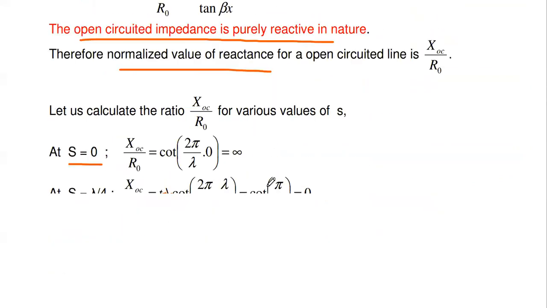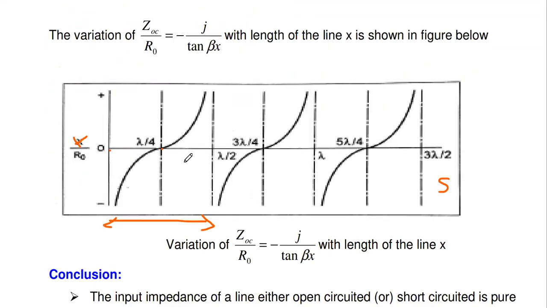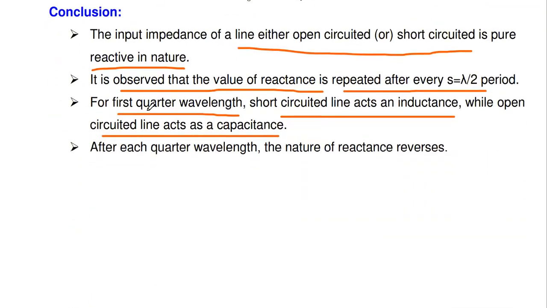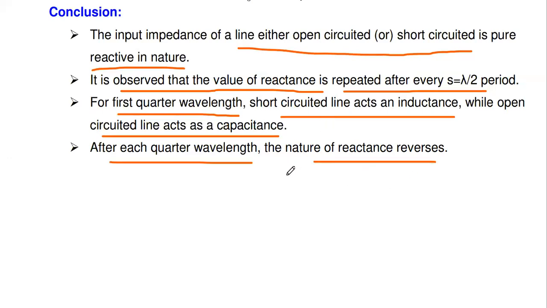Similarly, in the open circuited line, in the first quarter wavelength, the reactance is negative, so it behaves as capacitive in nature. In the second quarter wavelength, the reactance is positive, so it behaves as inductive in nature. So it is just the opposite. In the first quarter wavelength, the short circuited line acts as an inductance and the open circuited line acts as a capacitance. After each quarter wavelength, the nature of reactance reverses.